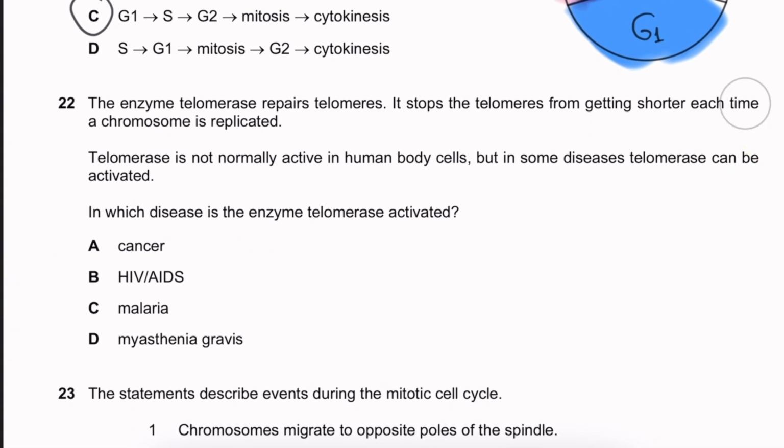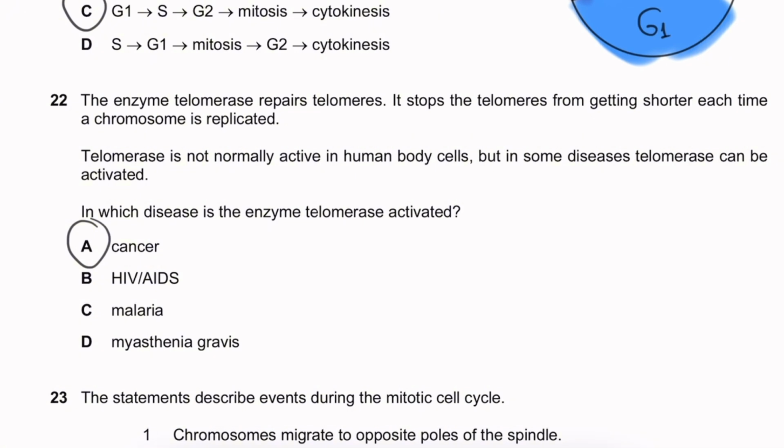Okay, let's move on. The enzyme telomerase repairs telomeres. It stops telomeres from getting shorter each time a chromosome is replicated. Telomerase is not normally active in human body cells, but in some diseases telomerase can be activated. In which disease is the enzyme telomerase activated? Is it cancer, HIV or AIDS, malaria, or myasthenia gravis? So I would say that's cancer, because why would cancer cells need telomerase? Telomerase allows cells to replicate indefinitely. Telomerase can maintain telomeres, and telomeres determine the lifespan of the cell.